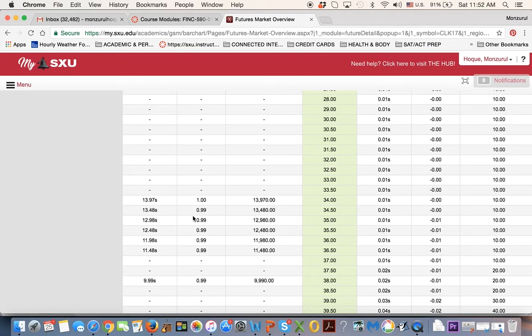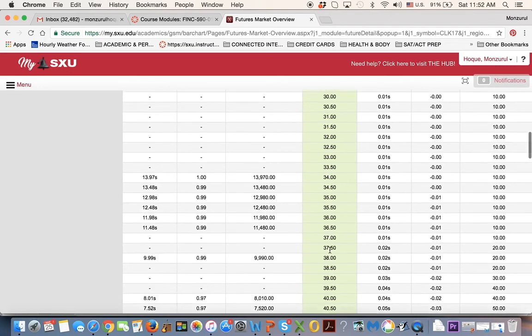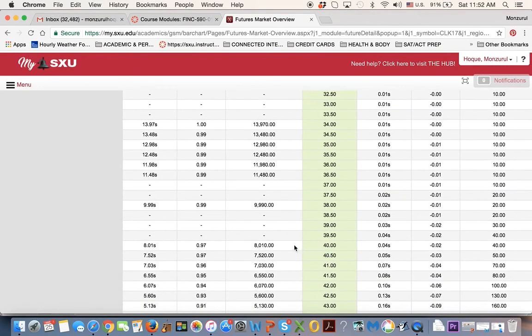And if you take, let's say, $40 here, and you see this 8.01 multiplied by 1,000, that is 8,010. And delta means the change in call price with respect to the change in the underlying asset. So if the asset goes up, if the oil price goes up by $1, the call premium will go up by 0.97.